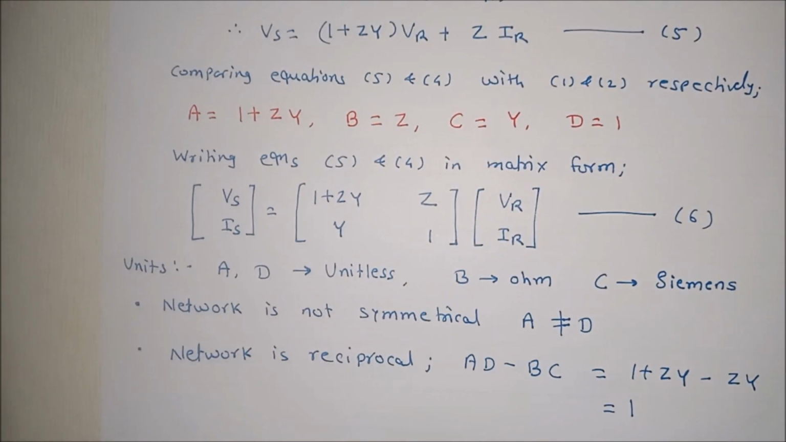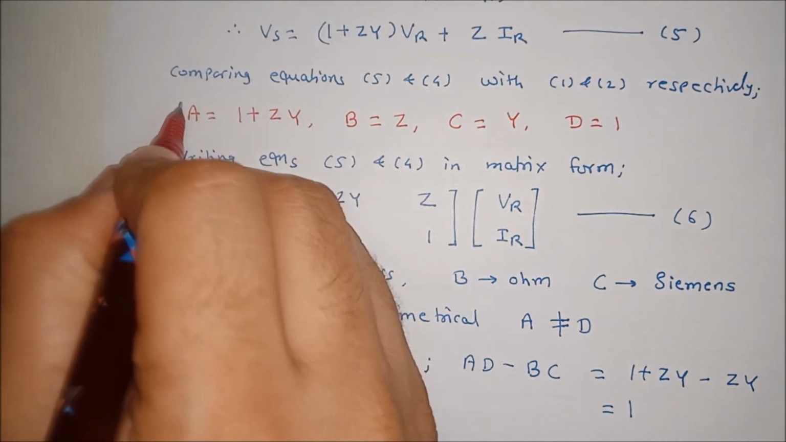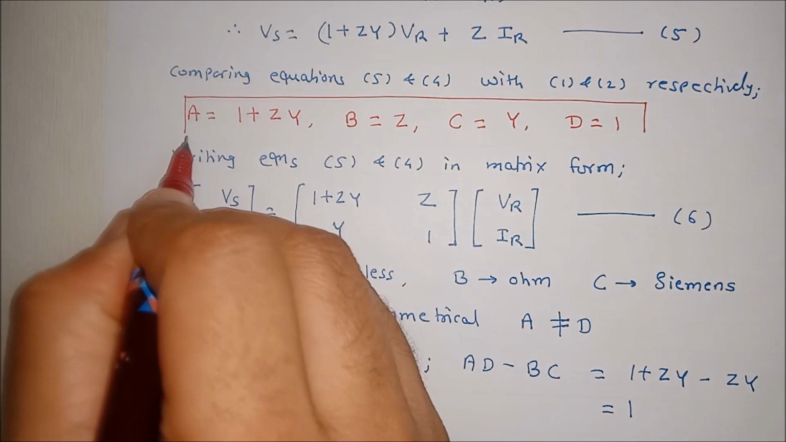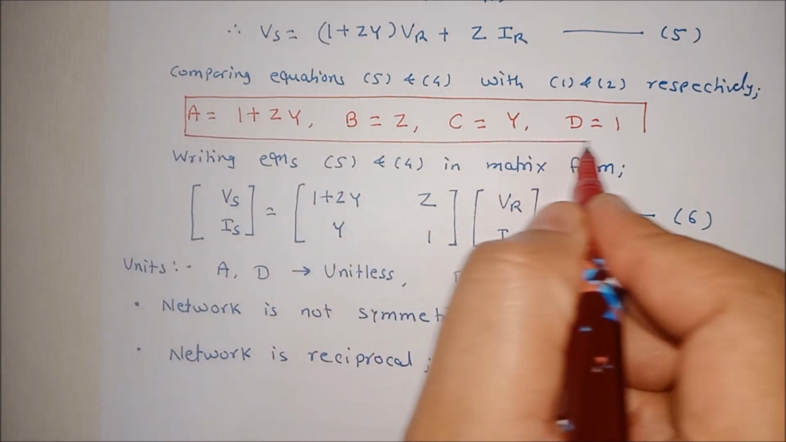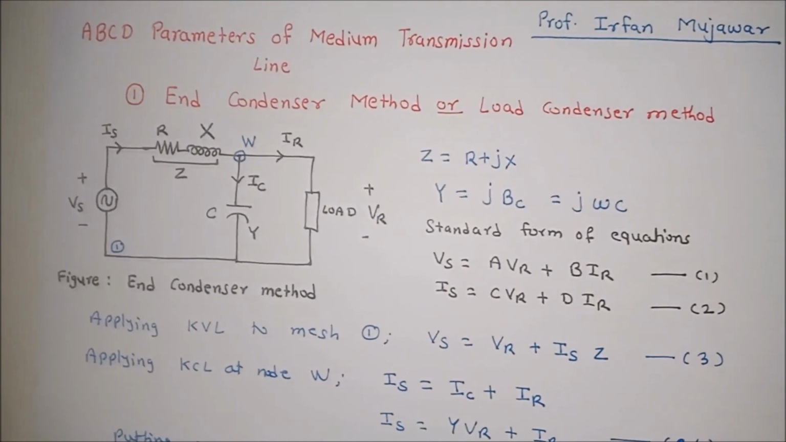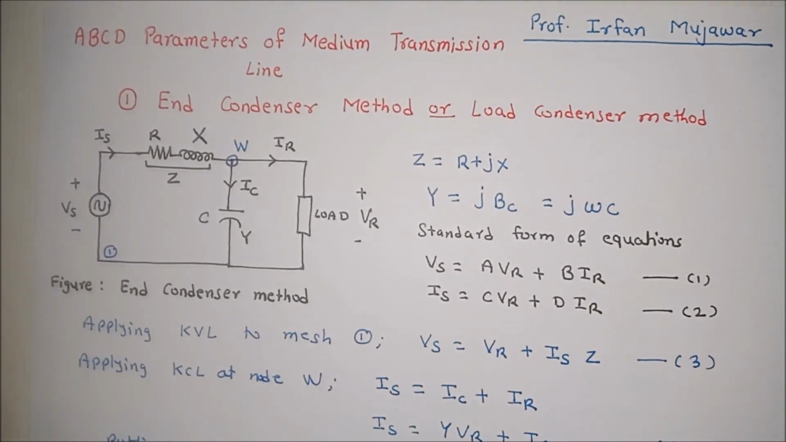This is the way by which we can determine the ABCD parameters of a medium transmission line using the end condenser method. Hope you understood how to determine the ABCD parameters of a medium transmission line. Thank you.